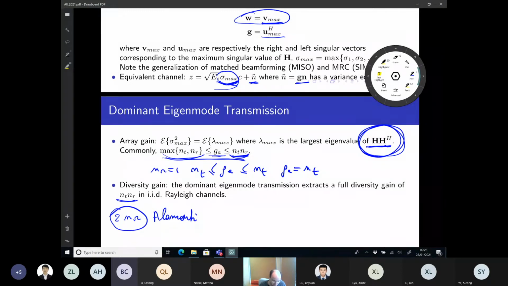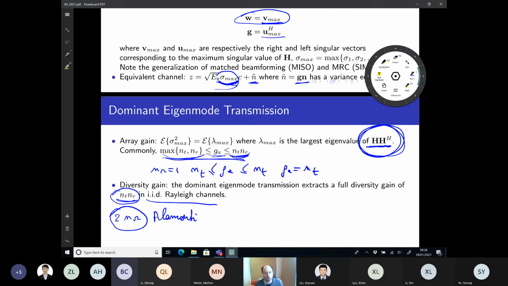If you have more than 2 transmit antennas, in general, you get NT multiplied by NR, right? With Alamouti, you're restricted to 2 transmit antennas, so you cannot get beyond 2. I will show you some schemes later on that enable you to go beyond 2, but you're going to have some other issues arising. Okay, so here, if you have 2 transmit antennas, dominant eigenmode transmission will give you the same diversity gain as Alamouti, assuming again we have IID Rayleigh fading channels.